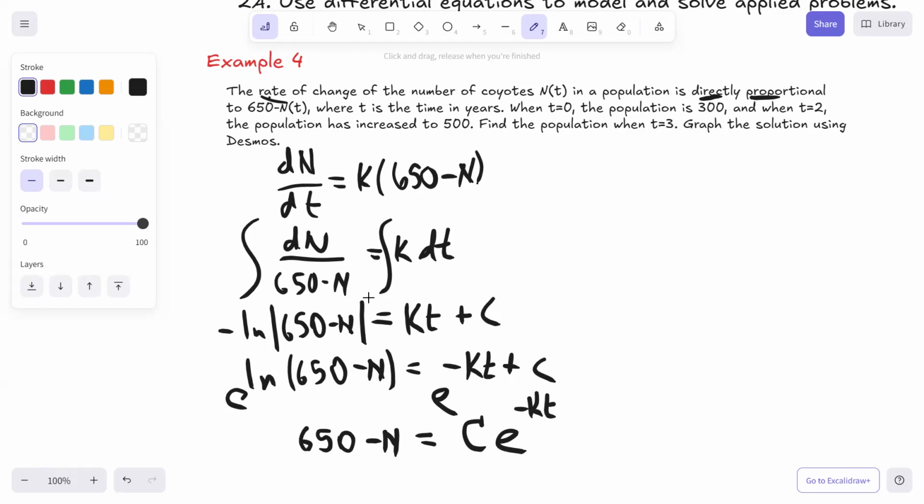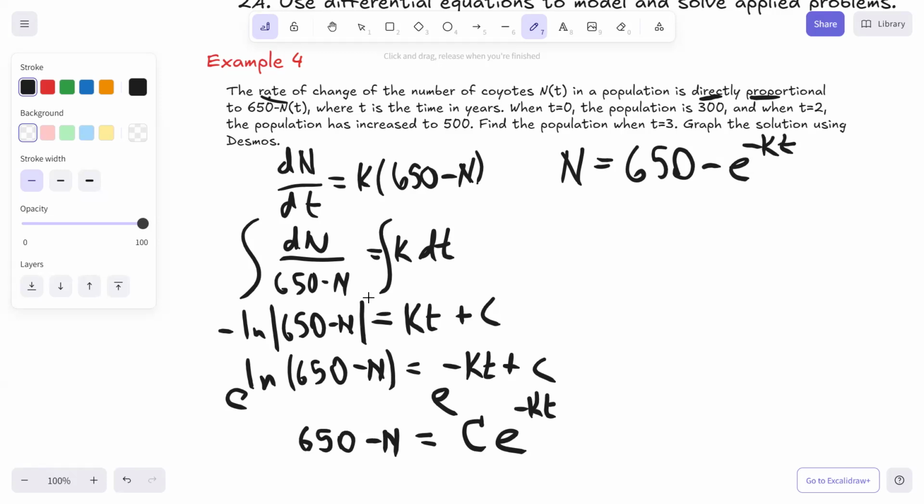Remember, when you add in the exponents, you can multiply like bases. So it's e to the c, which we can rewrite as a constant. So this gives us our general solution N equals 650 minus c e to the negative kt.